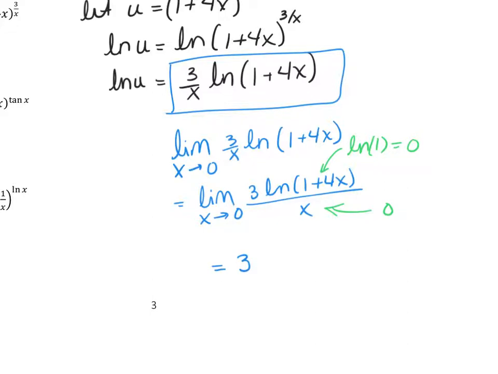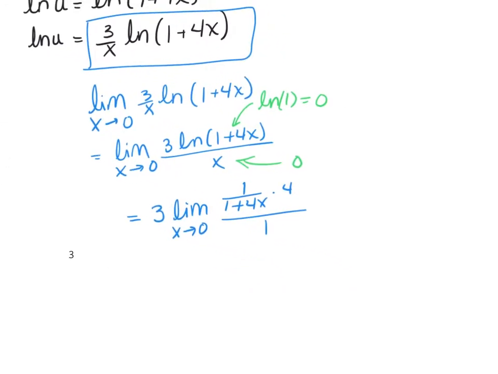I'm going to bring 3 out front because it's just a multiplier. I'm going to do the limit as x approaches 0. And now I'm going to do the derivative of the numerator and then the derivative of the denominator. The derivative of the numerator is going to be 1 over 1 plus 4x, multiplied by the derivative of 1 plus 4x, so the derivative of 4x is just 4. In the denominator, I get just 1. So what I end up with then is 3 times the limit as x approaches 0 of 4 over 1 plus 4x.